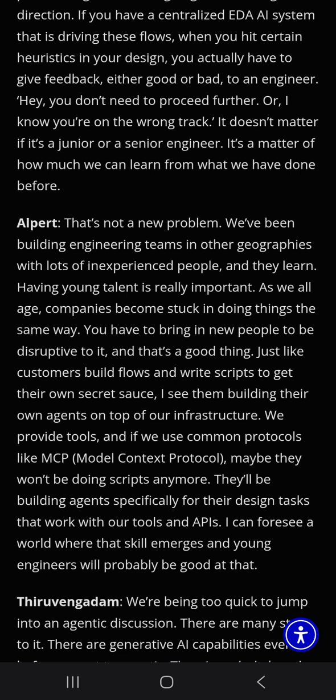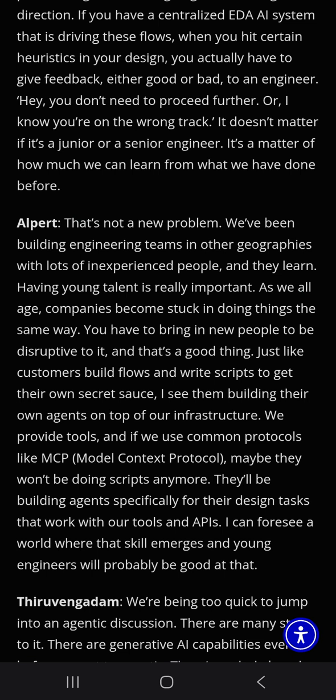We've seen building engineering teams in other geographies with lots of inexperienced people, and they run. Having young talent is really important. As we all age, companies become stuck in doing things the same way. You have to bring in new people to be disruptive to it, and that's a good thing.